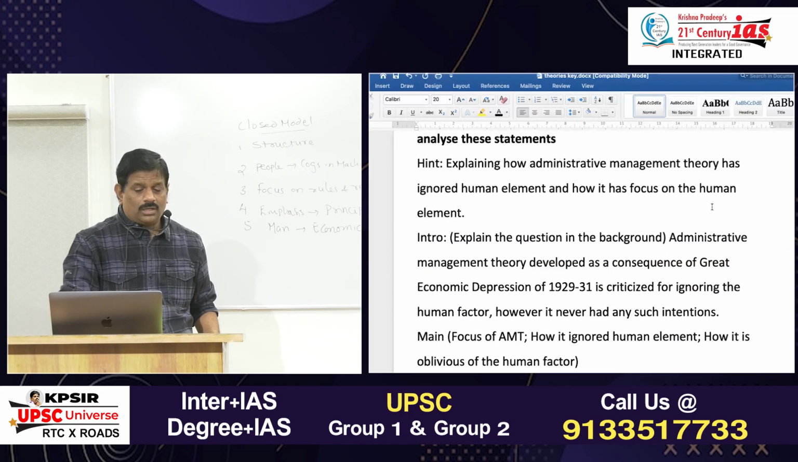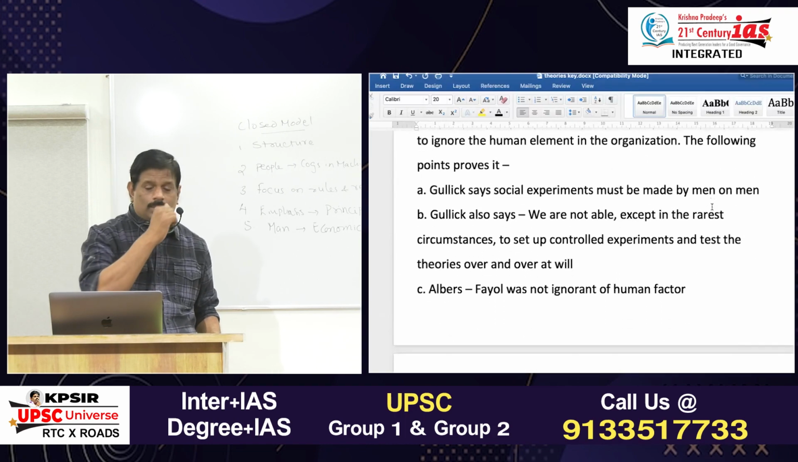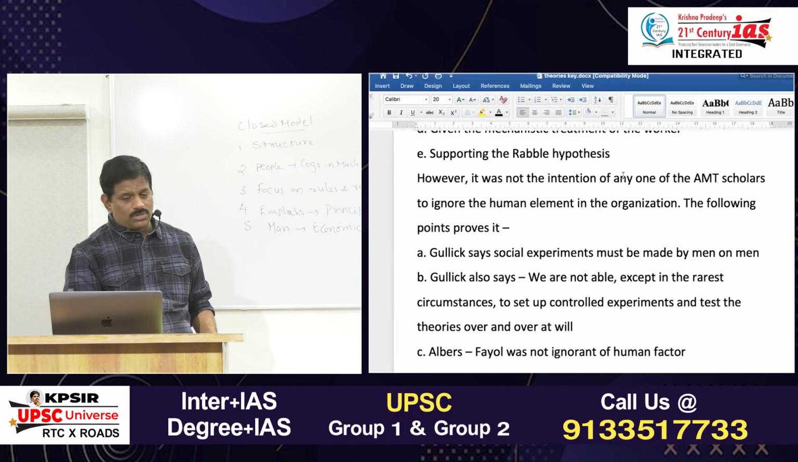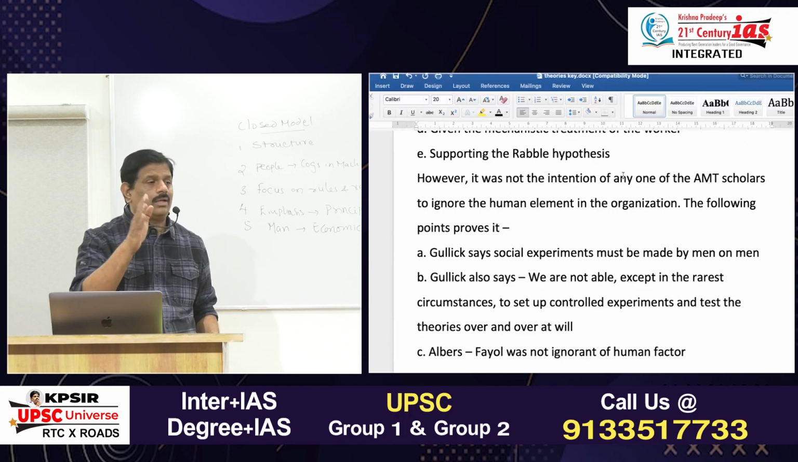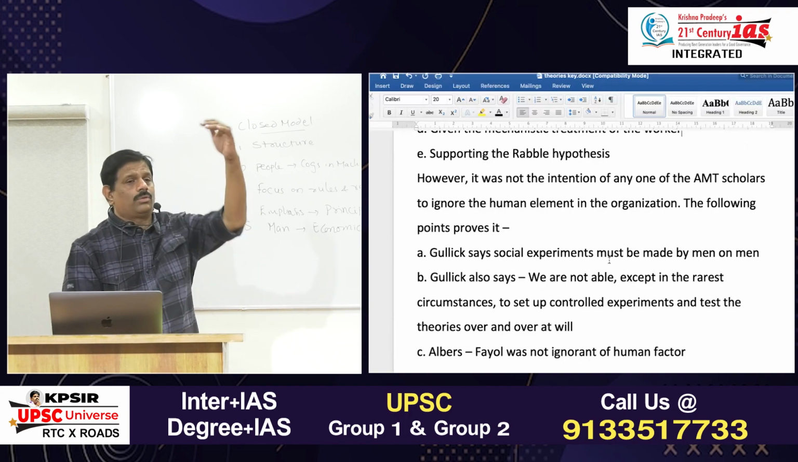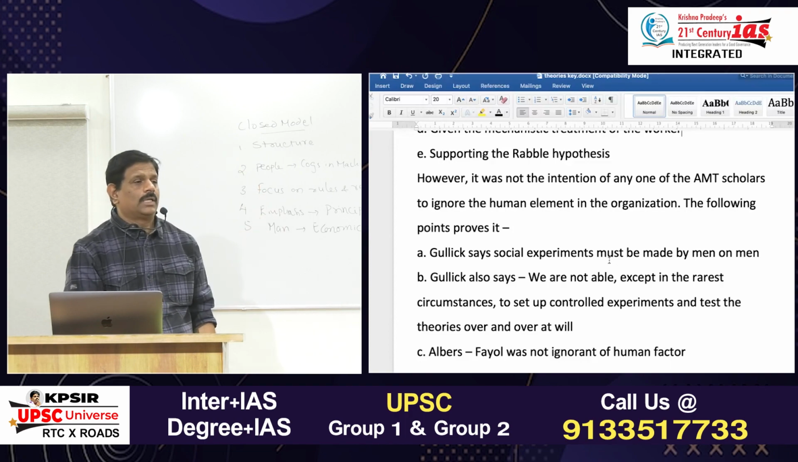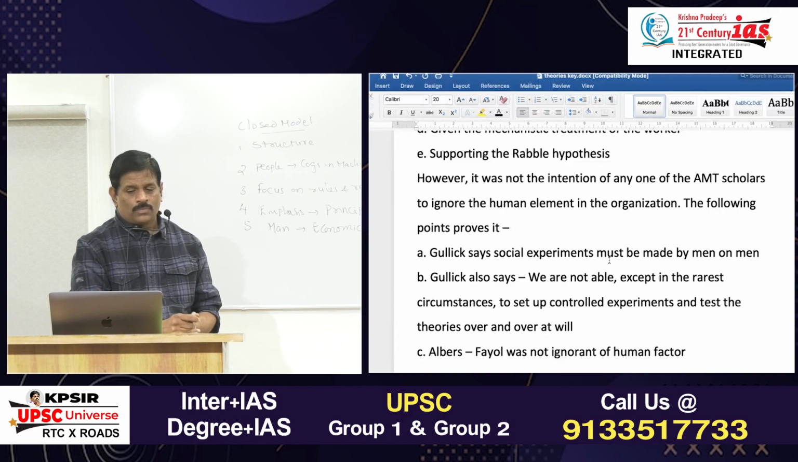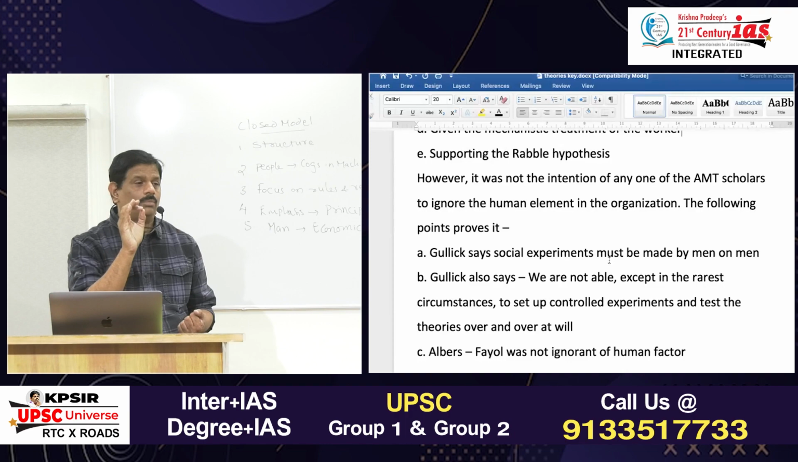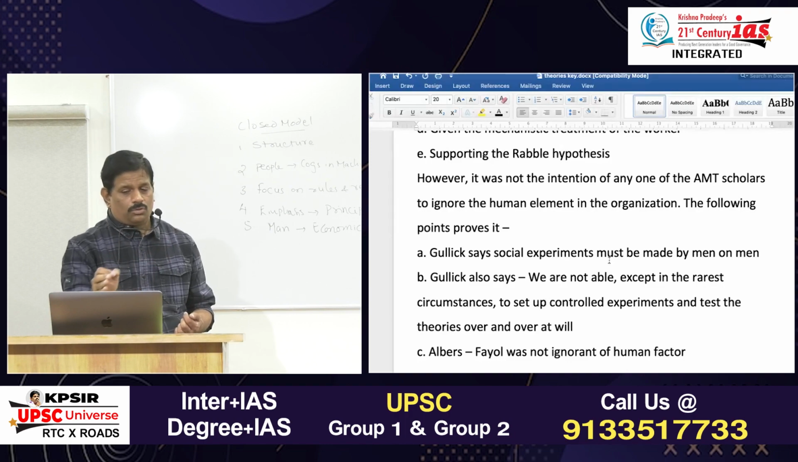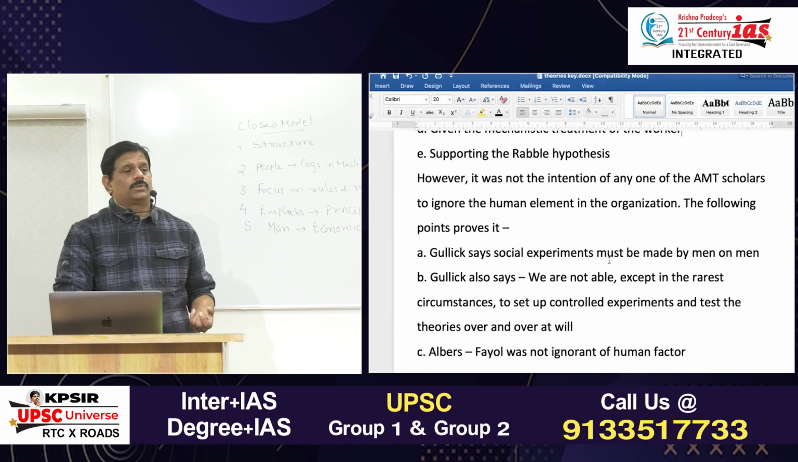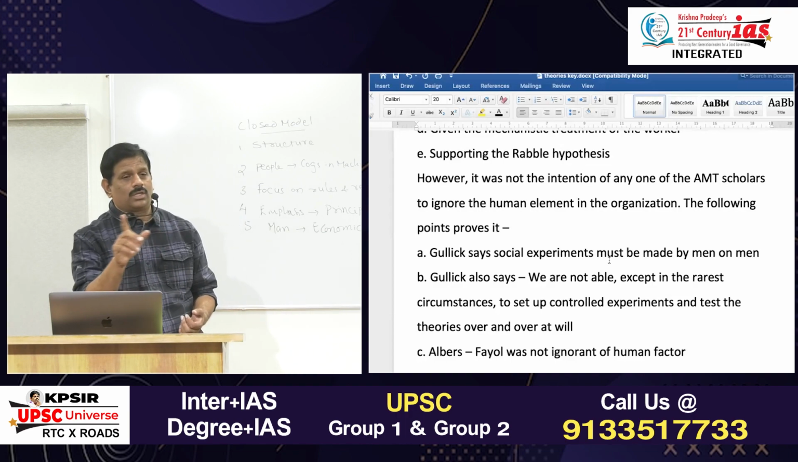But however, it has not ignored the human element in totality. If you closely look into the administrative management theory, there are human dimensions. So you need to analyze the second statement. Humanitarian orientation in the classical theory. Because it suggested that every organizational principle is intended to meet humanistic requirements.